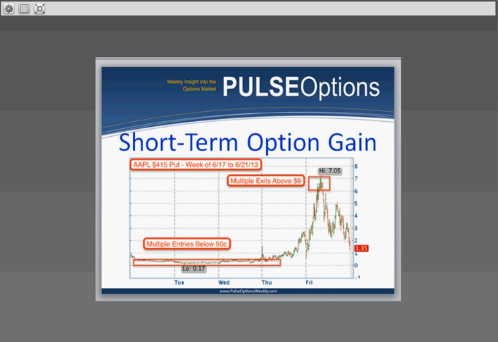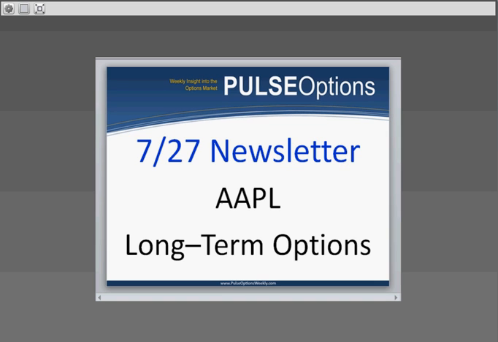Now, not all the moves we look for are one-day moves. Here's an Apple. This is in June of last year. This chart shows you we had 4 days of entries under 50 cents with a low of 17 cents. We had multiple exit points at above $6. So we don't always get in on one day and get out the next. Sometimes we'll be in a trade for a few days.